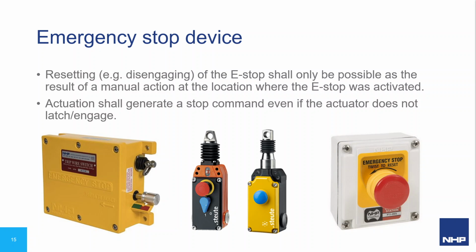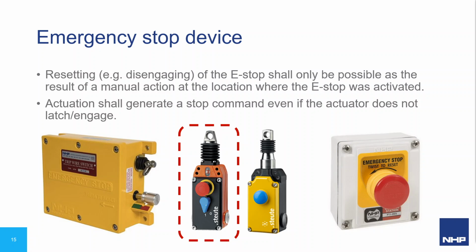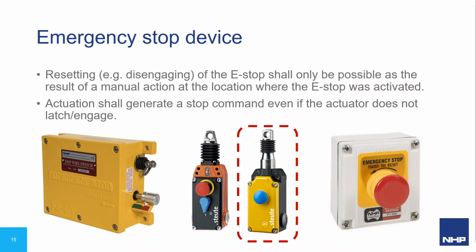We mentioned before with regards to the reset that it can only be possible as a result of a manual action at the location where the e-stop was actuated. You'll notice on the example e-stop devices below that there are facilities for this manual reset. On the pull wire switch to the far left, there is a reset rod which must be pushed in to reset the contacts. Second from the left is a blue lever which is twisted to reset. Second from the right is a blue reset button.